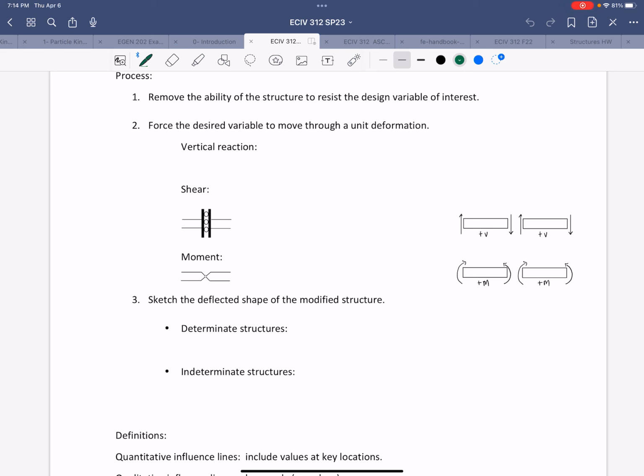Once we have removed the ability of the structure to resist that type of response, then we force the desired variable to move through a unit deformation. So for vertical reaction, this means we remove the vertical support and displace it upward 1 unit at that location.